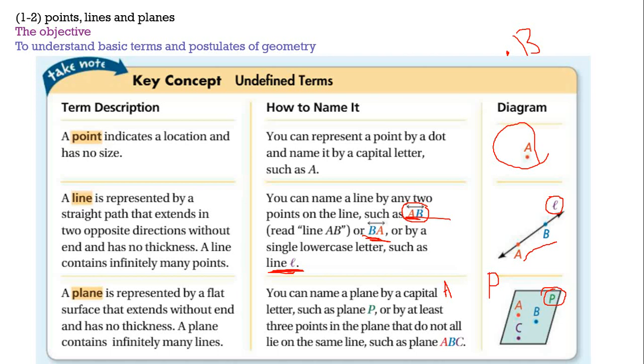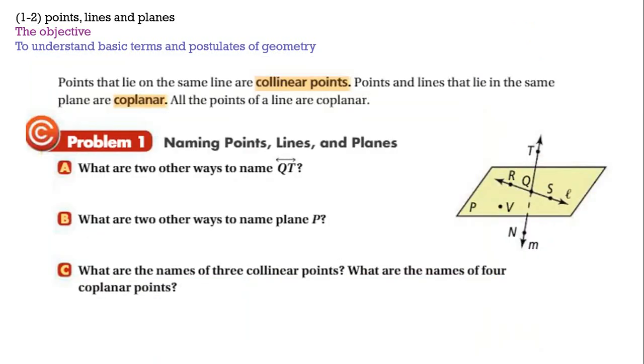Also, we can represent it another way. We can represent it by using 3 points, but not on a straight line. 3 points lie in the same plane, but not on a straight line, like A, B, C. We can just change the order for them: C, B, A, B, A, C, and so on. So like this, or plane P. Let me give you an example.